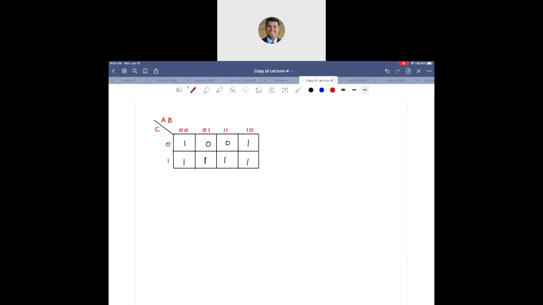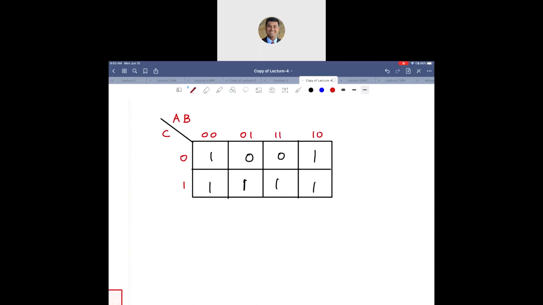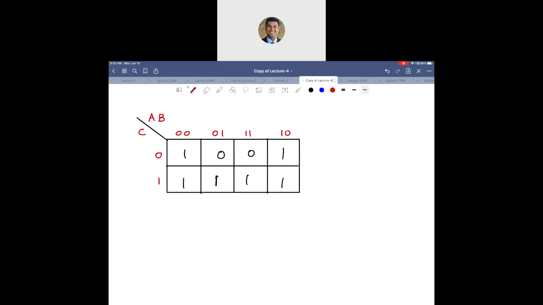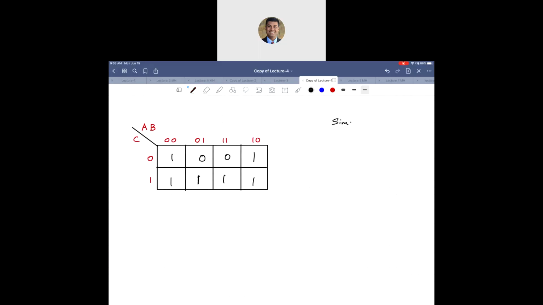All right, let's see here. Another example. This is again a 3-variable example. My goal is to find the simplest SOP. You start asking the question, can I make a group of 8 ones? The answer would be no, because you have at least 1 zero. So you cannot make any group of 8 ones. So can you make a group of 4 ones? Yes. How many?